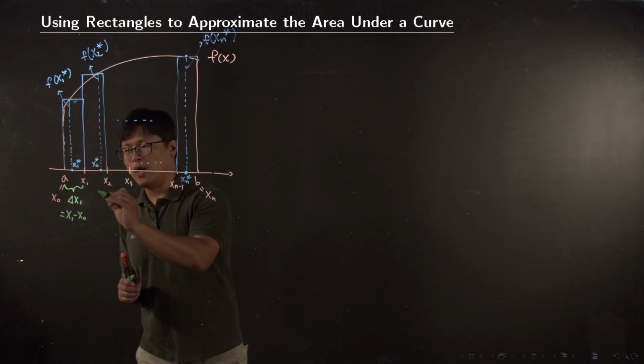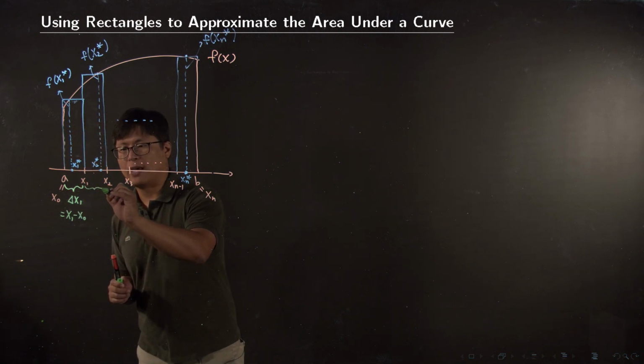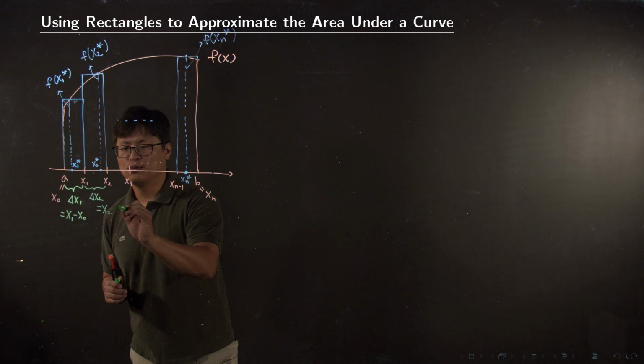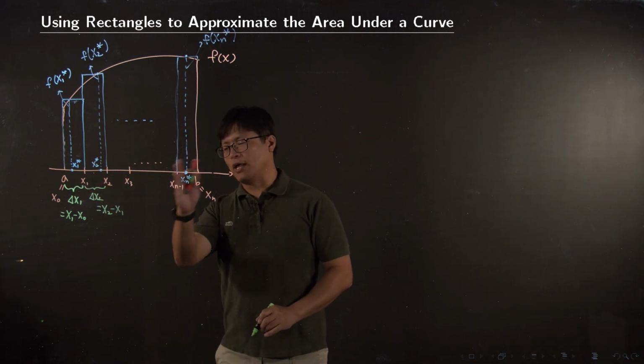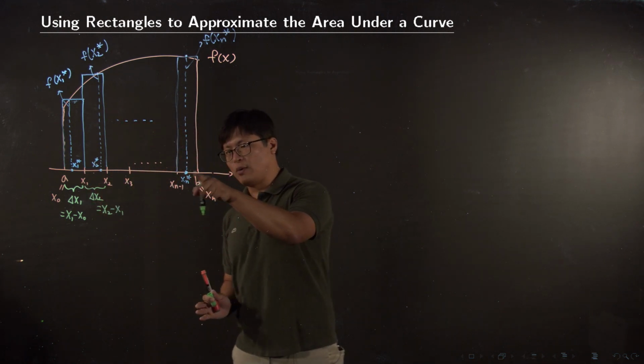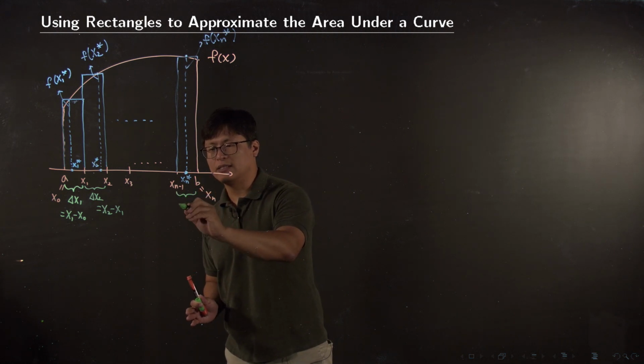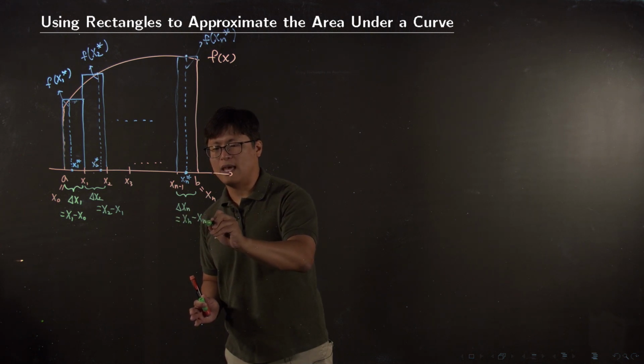Okay. Then what about the second one? The base of the second subinterval, we're going to say that is delta x2, which is equal to x2 minus x1. And so on and so on. Okay, we're going to keep doing this. And what about the very last one? The base of the very last rectangle is delta xn. That can be found as xn minus xn minus 1.